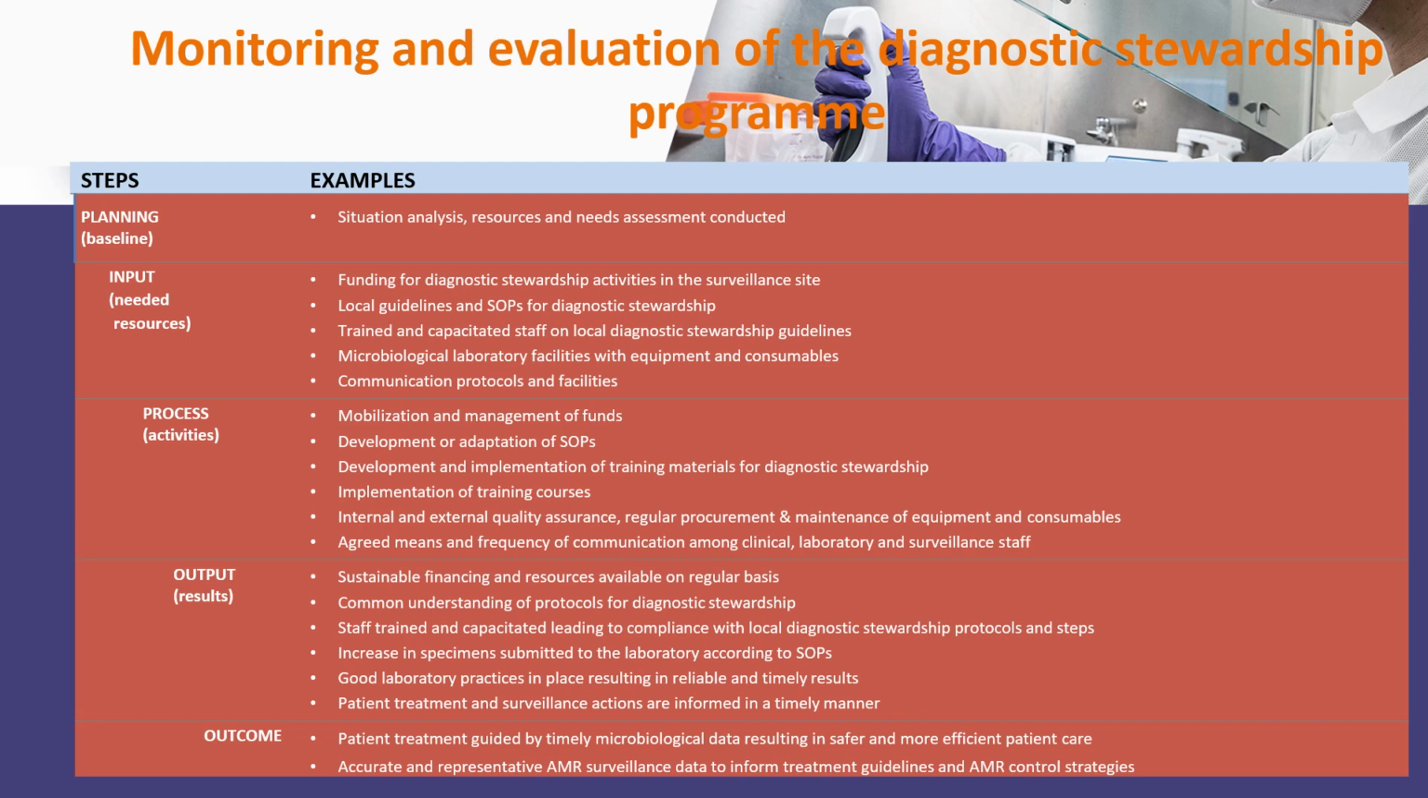What are the outputs from these inputs and processes? It includes sustainable financing and resources available on a regular basis, common understanding of the protocols, staff trained and capacitated, leading to compliance with the local guidelines and protocols, increase in the specimens submitted to the laboratory according to SOPs, and good laboratory practices in place. Patient treatment and surveillance actions are informed in a timely manner. So these are the outputs or results.